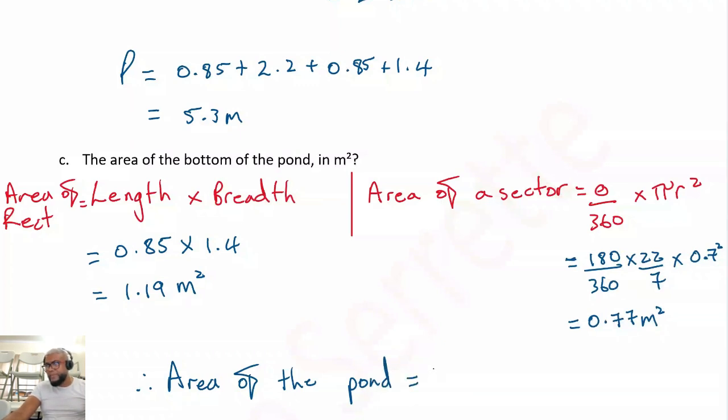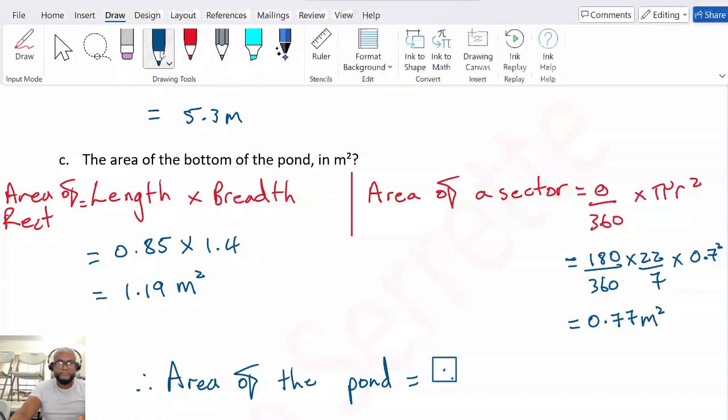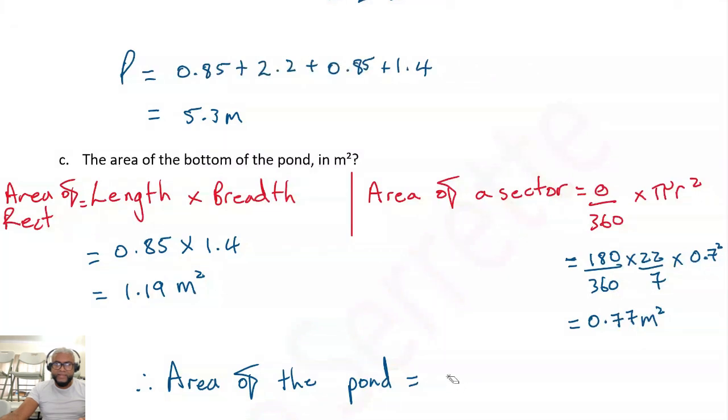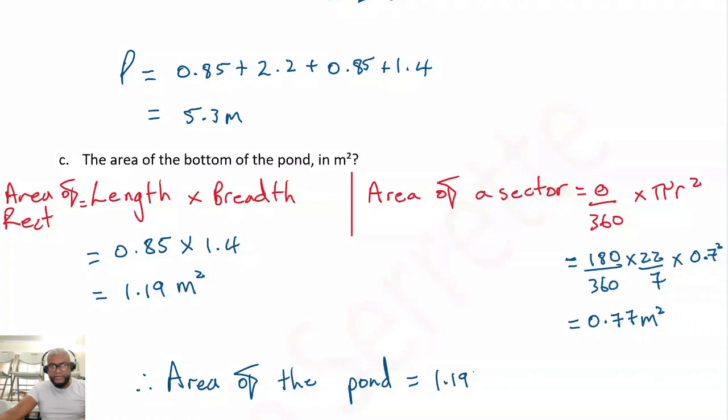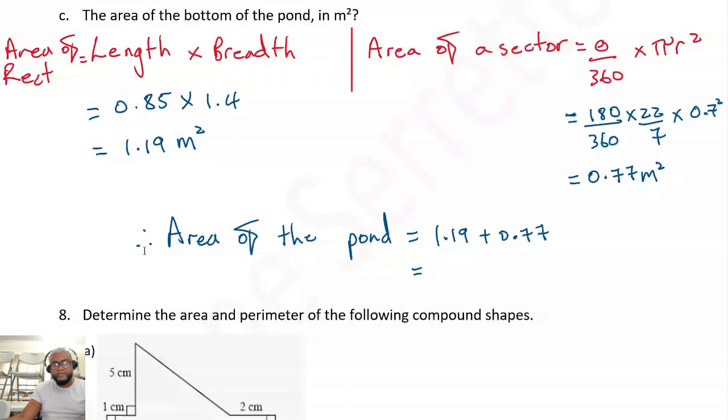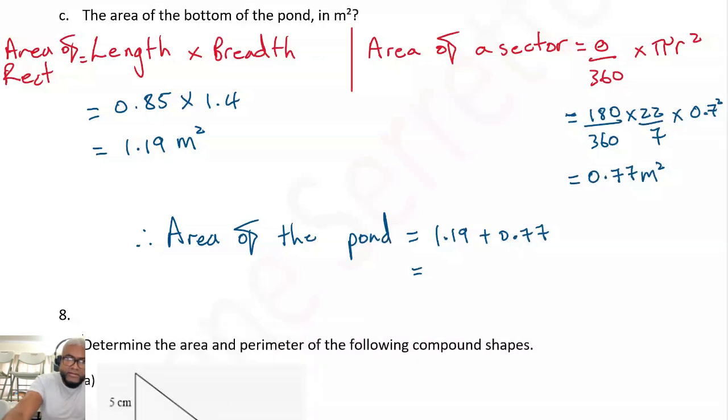What are we adding here, people? The 1.19 and the 0.77. 1.19 because it's the two areas added together that will give me the base of the pond. So what's my final answer here? 1.96 meters squared.